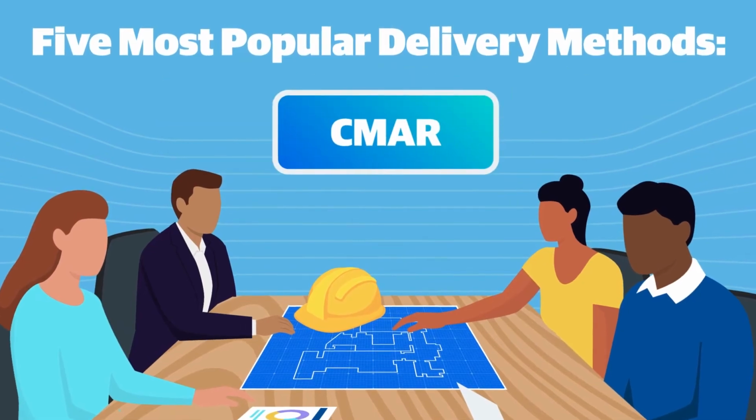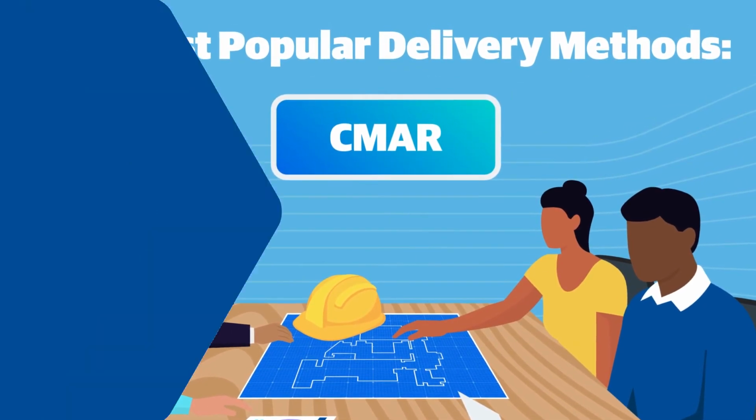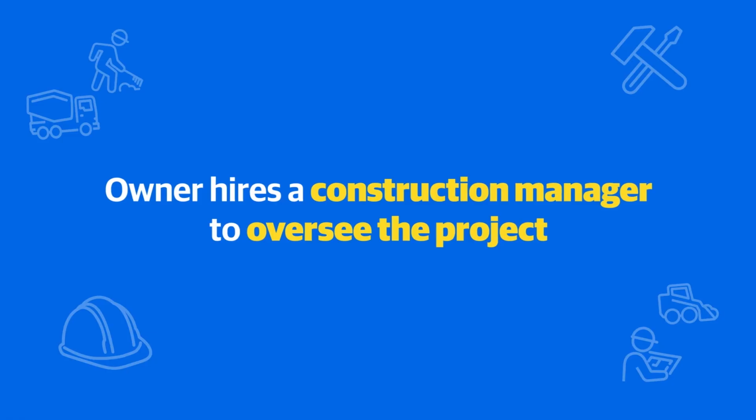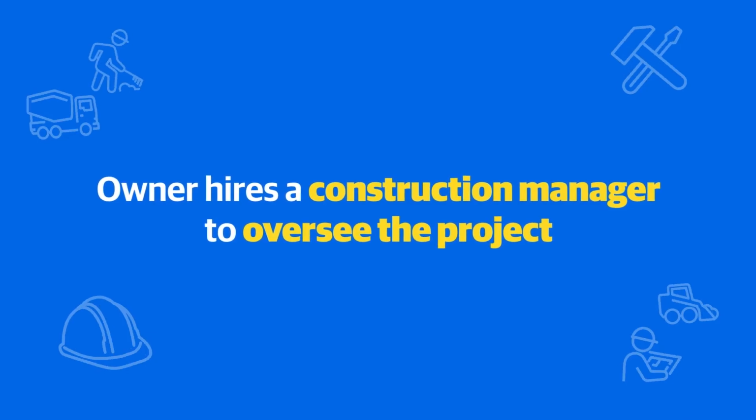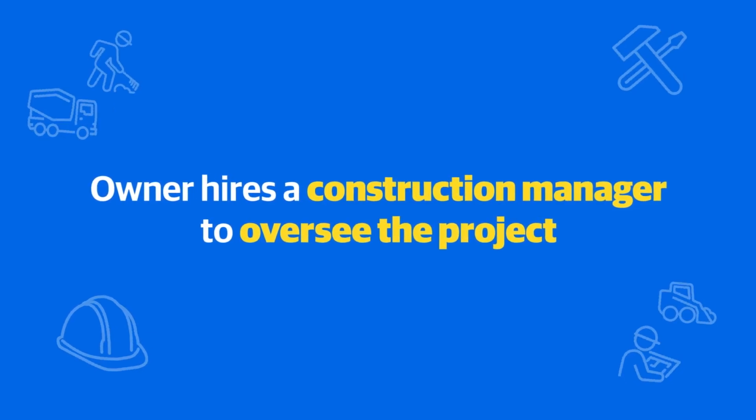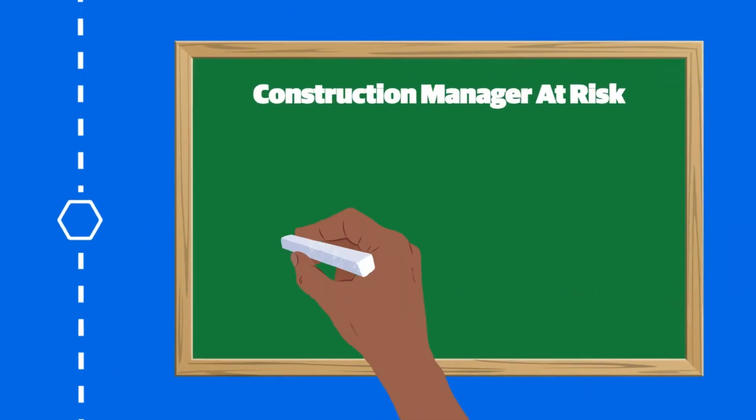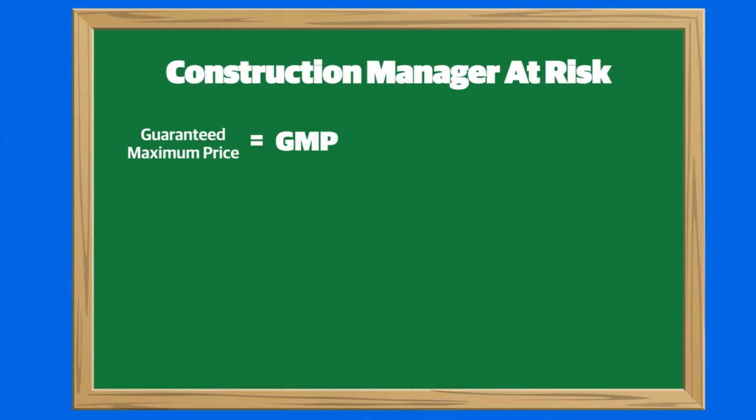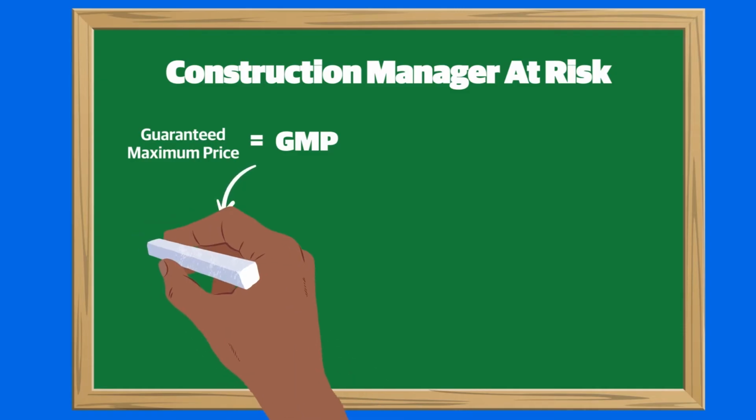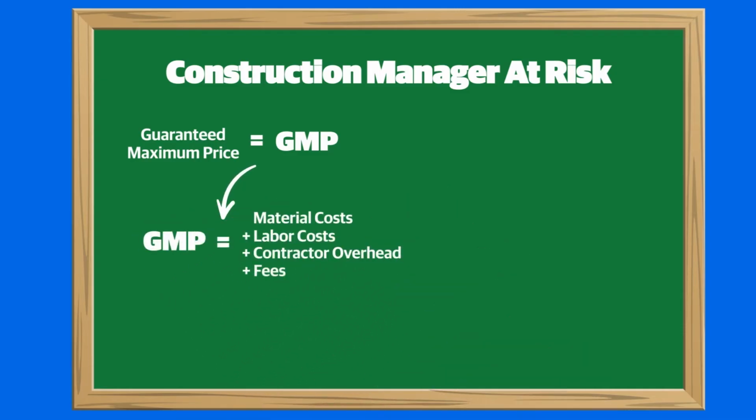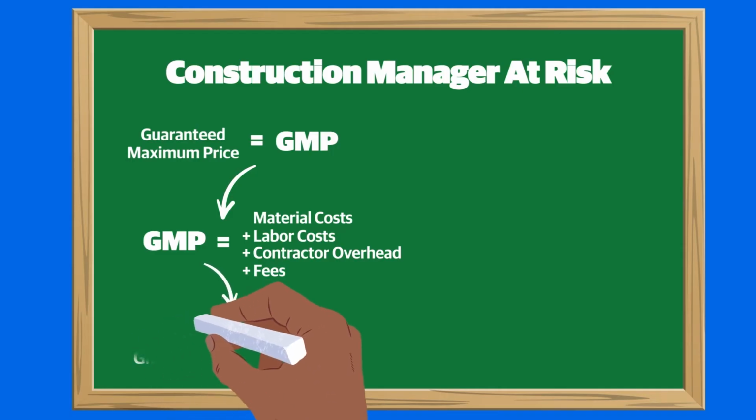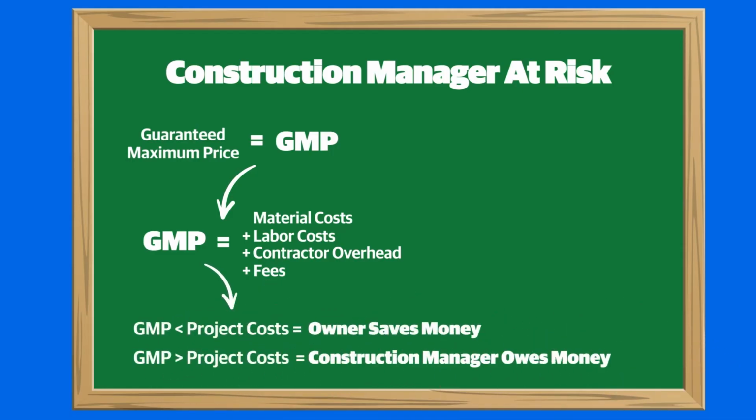One option is Construction Manager at Risk, or CMAR. In this unique project delivery method, an owner hires a construction manager to oversee the project from design to closeout. Work is completed within a set cost threshold called a Guaranteed Maximum Price, or GMP, which includes materials, labor, and the contractor's overhead and fees. If the total project cost is under the GMP, the owner keeps the savings. If the cost exceeds the GMP, the construction manager is on the hook to make up the difference.